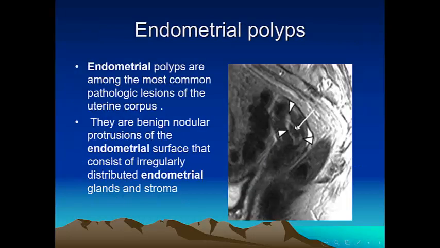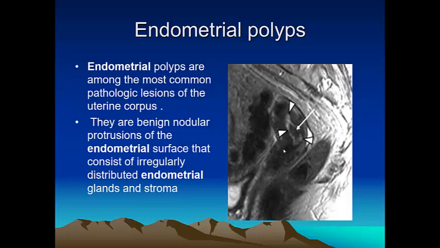This is the appearance of endometrial polyp on MRI. It's not specific. Polyp on MRI is not specific. So this is endometrial polyp, the most common pathological lesion of the uterine corpus. This benign nodular protrusion of the endometrial surface consists of irregularly distributed endometrial glands and the stroma. This is endometrial polyp. So, is there something characteristic for the endometrial polyp from the endometrial cancer?